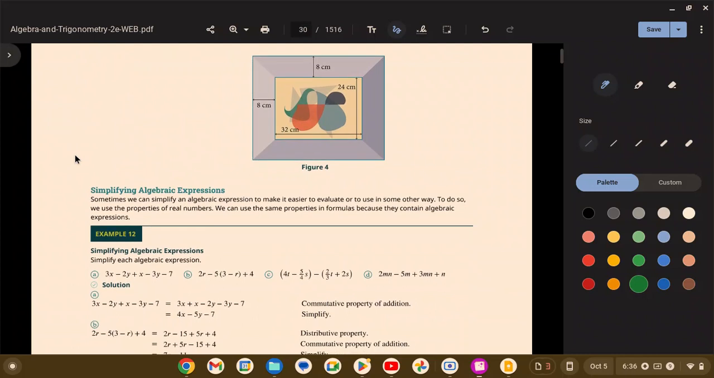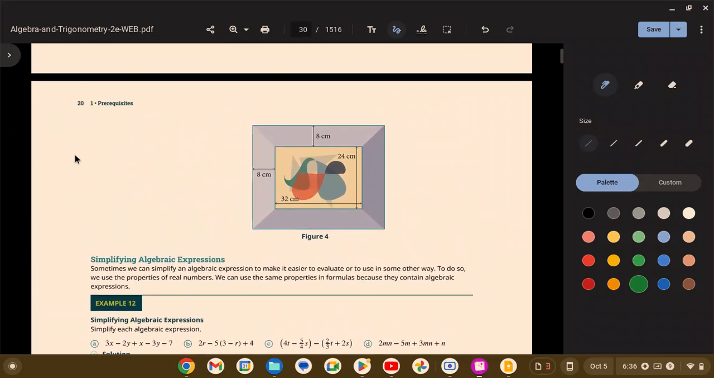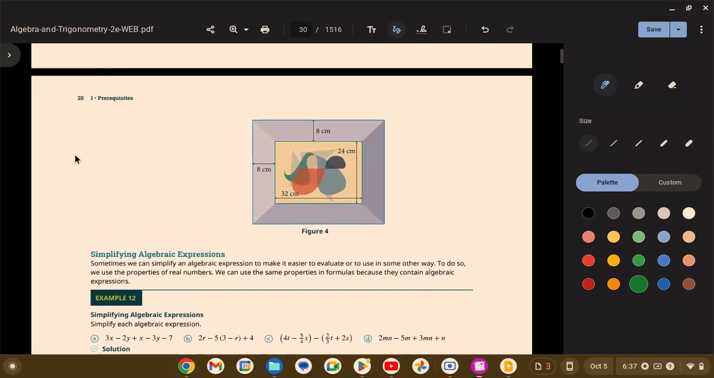Simplifying algebraic expressions. Sometimes we can simplify an algebraic expression to make it easier to evaluate or use in some other way. To do so, we use the properties of real numbers. We can use the same properties on formulas because they contain algebraic expressions. So example 12, simplify algebraic expressions.